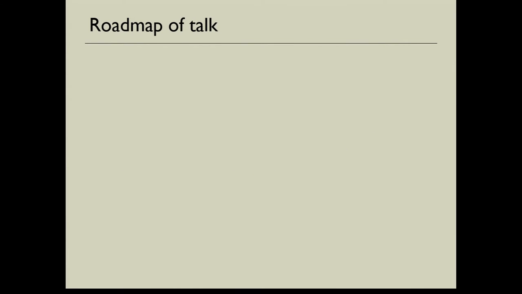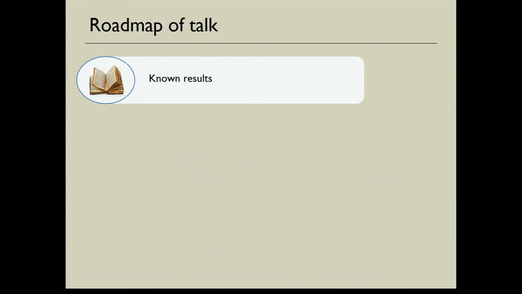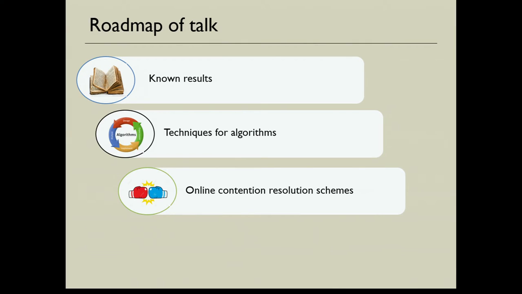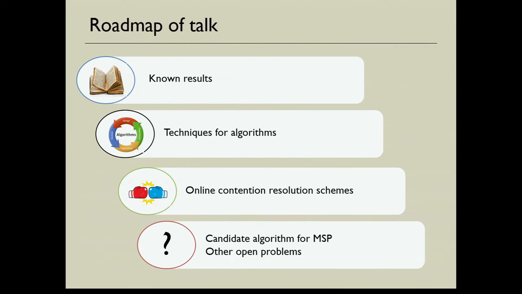So the roadmap of the talk is that I want to talk about some known results, see what's known. Then we'll try to devise an algorithm. We get stuck, which leads us to online contention resolution schemes. And then based on this, we have some candidate algorithm that we are unable to analyze, which I think is a clean algorithm, but we have tried and failed. But it could be good for you.